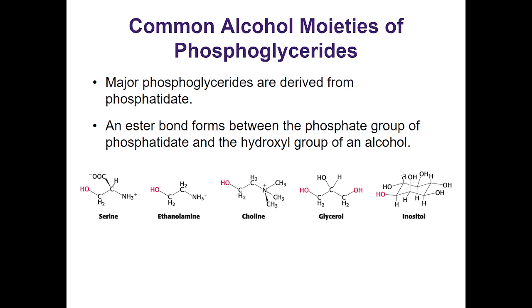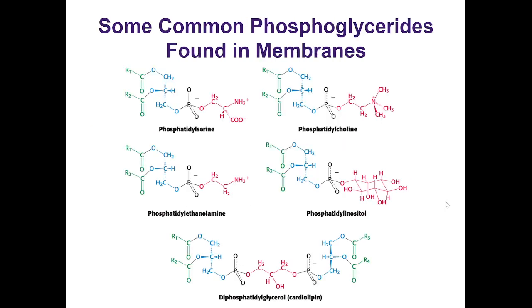Okay, so an ester bond is going to form between the phosphate group of phosphatidate and the hydroxyl group of an alcohol. We can link it to things like serine, ethanolamine, choline, glycerol, inositol. So we can make many derivatives of the phosphatidate. And here's the serine-linked one. Again, we've done a phosphodiester bridge, just like we had on DNA and RNA and stuff, right? Okay. And here's the one linked to choline, inositol, ethanolamine, etc. Does anybody have any questions about that?